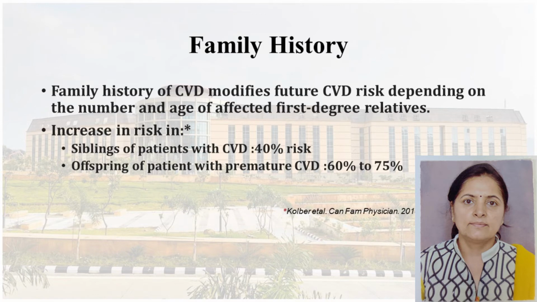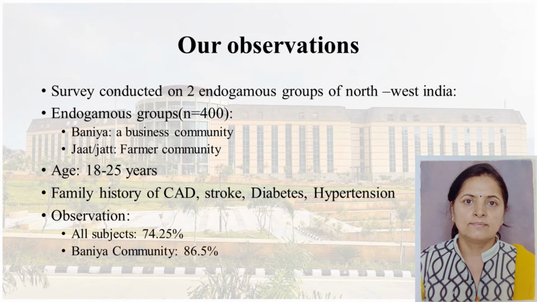Family history is a traditional tool to assess the risk, and it has been quite good at assessing the risk so far. The future CVD risk depends upon the number and age of the affected first degree relatives, and the risk may vary from 40% to 75%. We conducted a survey in the young population of two endogamous groups in the northwest region of India.